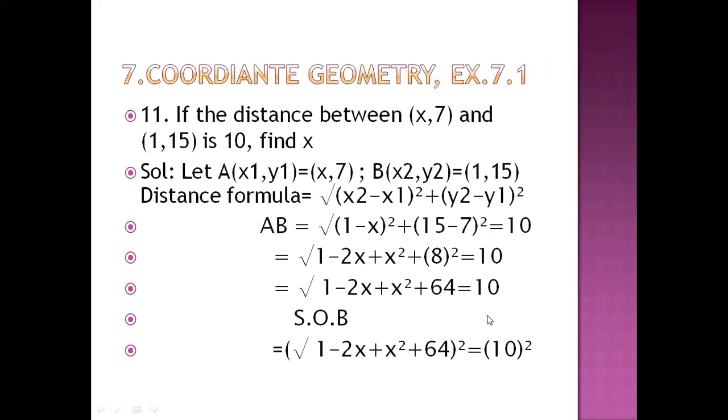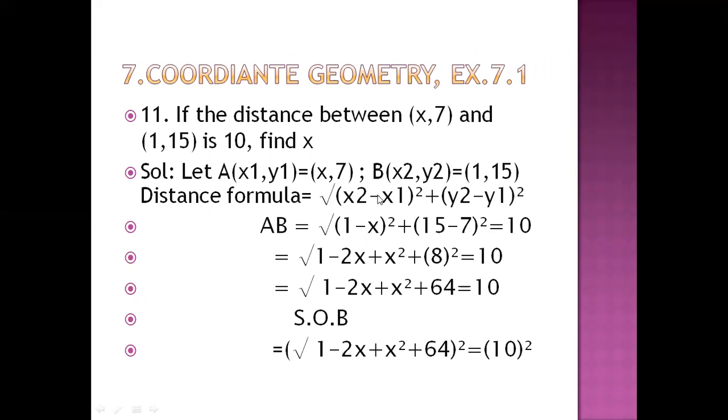So the next one is, if the distance between (x, 7) and (1, 15) is 10, find x. It means the distance is already given as 10 units between these two points. So let us assume that the first point A (x1, y1) is equal to (x, 7) and B (x2, y2) is equal to (1, 15). And the distance between them is given as 10 units.